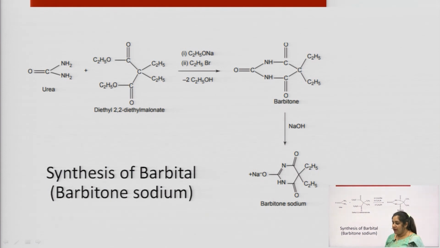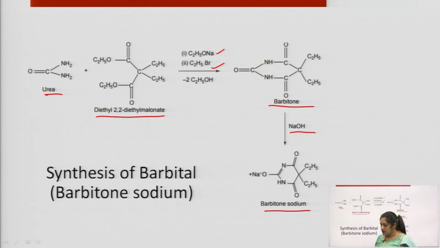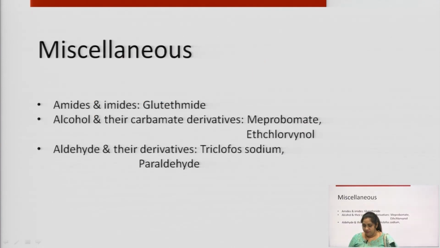This is a synthesis of barbital, where urea is treated with diethyl 2,2-diethyl malonate, and with the action of sodium ethoxide and ethyl bromide, that will lead to the formation of barbitone. Further, with NaOH, that is converted into its salt, barbitone sodium. So, this is the synthesis of barbital.